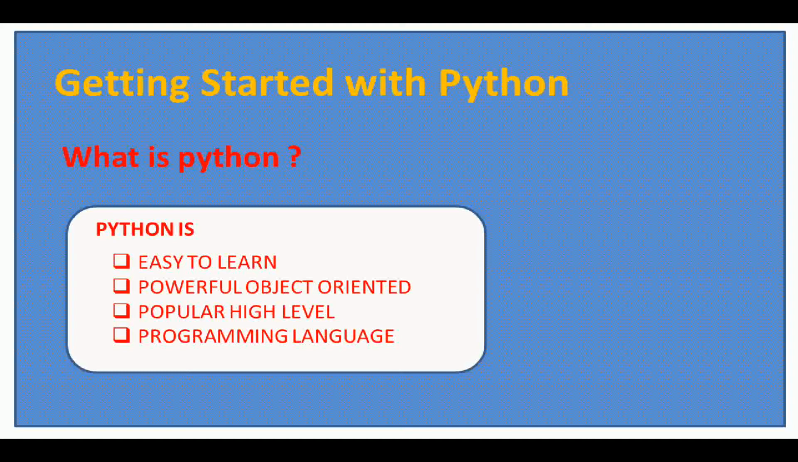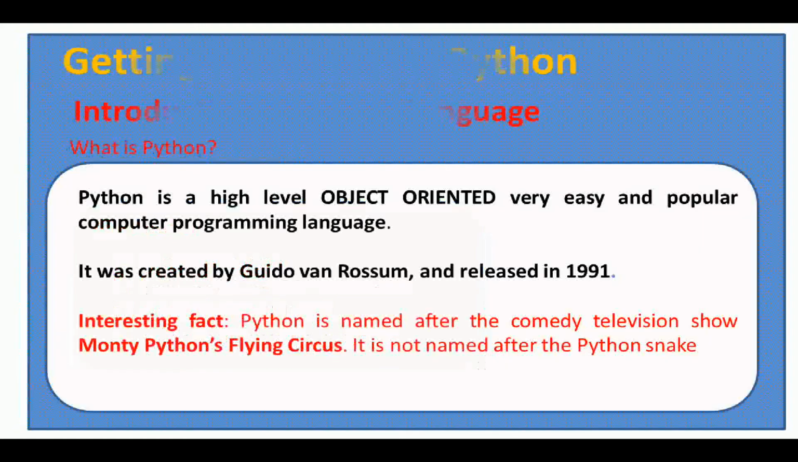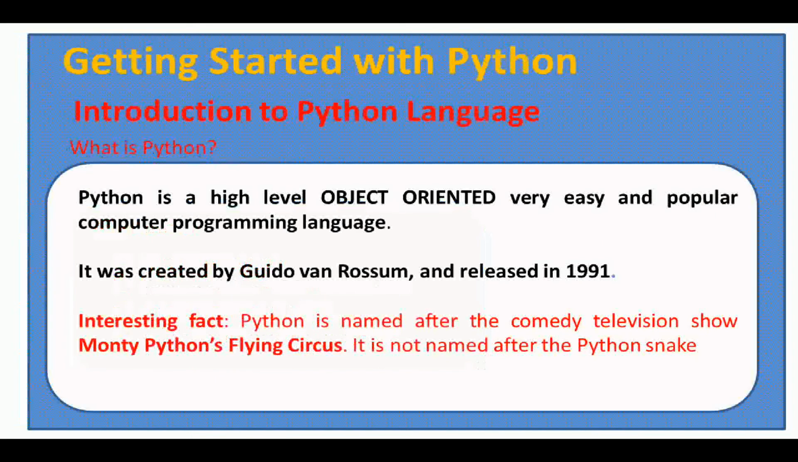It is also called high level because it uses English-like keywords for its language words. This language was developed by a famous person, Guido van Rossum, in the year 1991. You will be amazed to know that the Python language was named after the comedy television show Monty Python's Flying Circus. So don't confuse that it is named after the python snake.